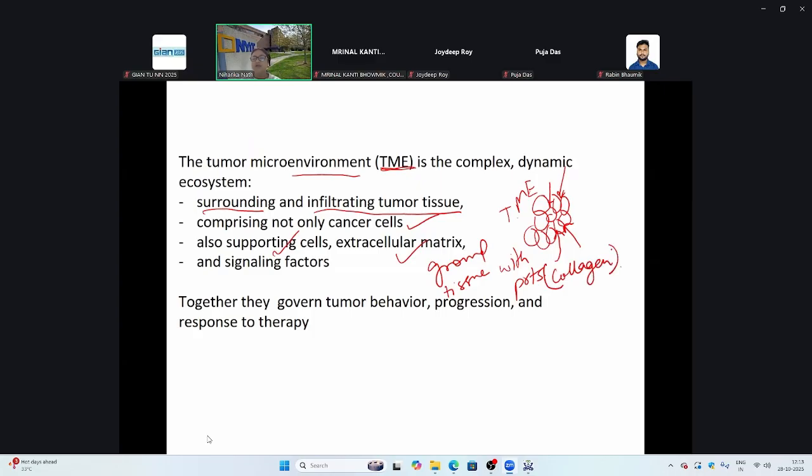So collagen is an important protein. Collagen is the same thing that you find in meats. When you cook meat and then you leave it to cool and then you eat it the next day, it becomes like a jelly, so that has all that collagen in it. And together with signaling factors, little chemicals that are going back and forth between cells on the outside, together they govern their behavior and progression.